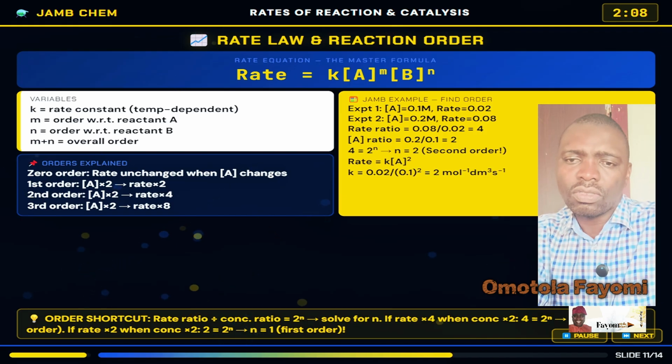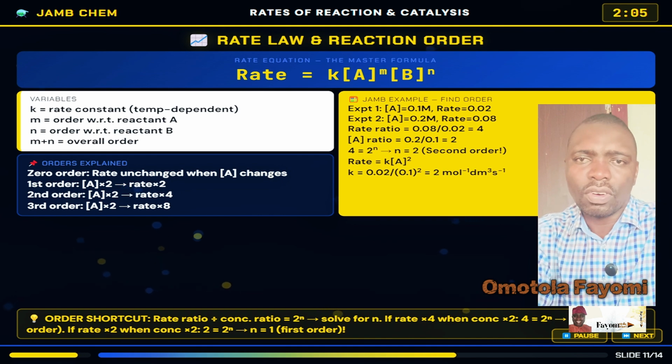Write rate ratio equals concentration ratio to the power n. Solve for n. Now, practice time.